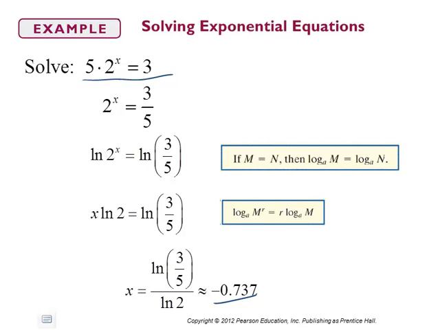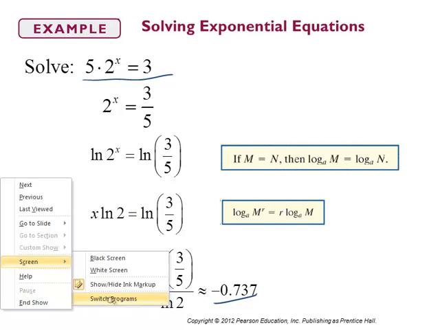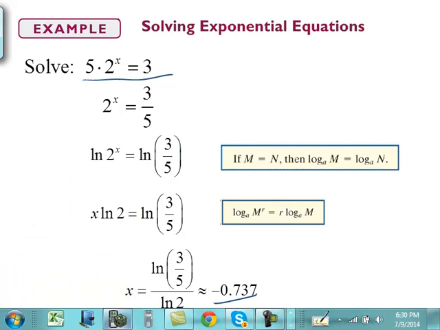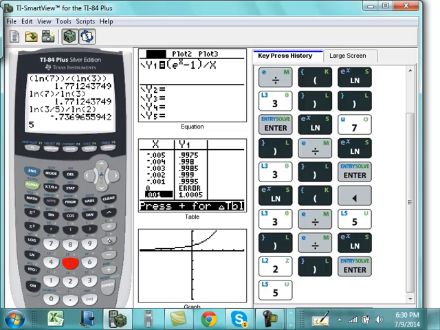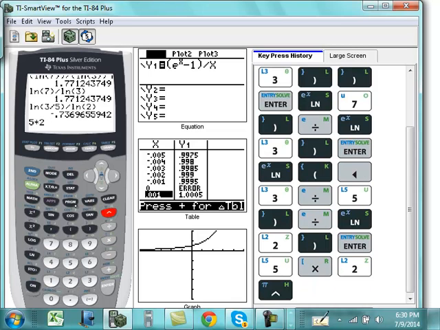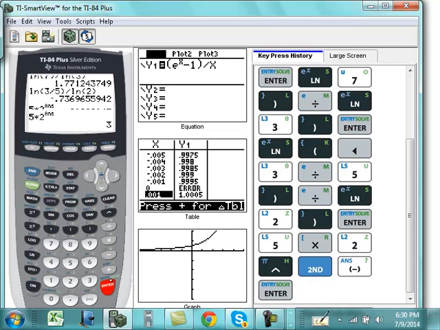Now, how could we check this answer? Yeah, plug it back in for x. So I'm going to go back to my graphing calculator, and I'm going to take 5 times 2 raised to that answer. So here we go. I'm going to do 5 times 2 raised to that answer. And indeed, we got 3. So that really was the solution.